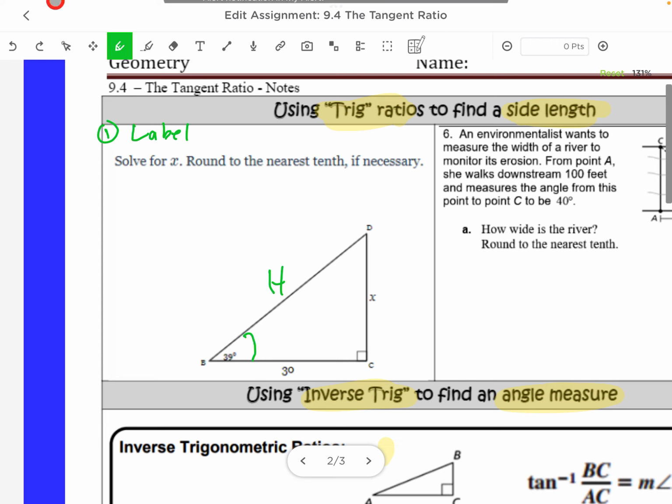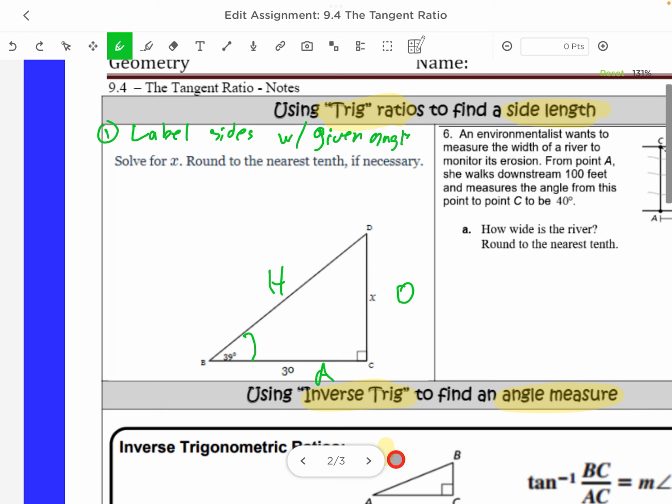So label the sides with the given angle. I don't know which one's the opposite until I know which angle, right? If I say it's opposite D, this one would be opposite. But we're looking at this 39, right? Because we look at the numbers we have. So opposite from there would be that. So if that's the hypotenuse and that's the opposite, this has to be the adjacent. Okay? So opposite, adjacent, and hypotenuse.